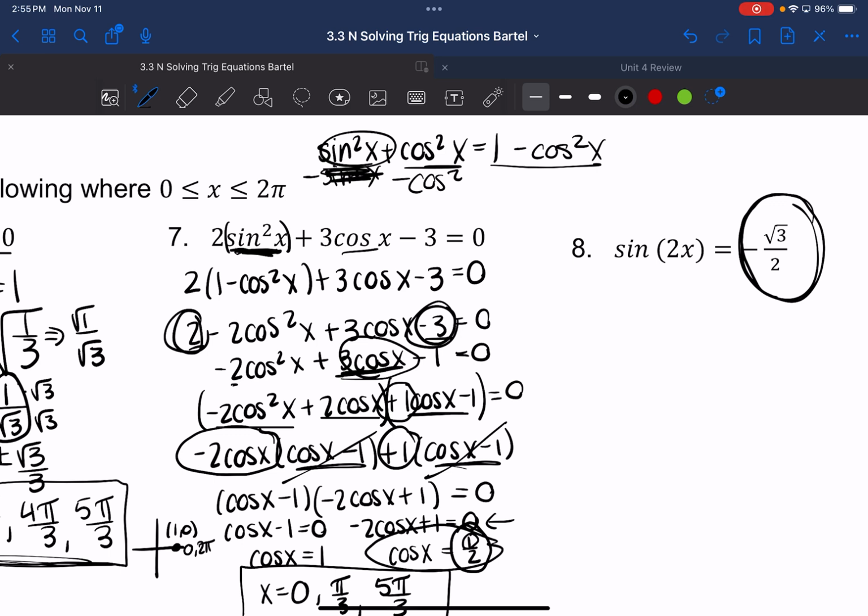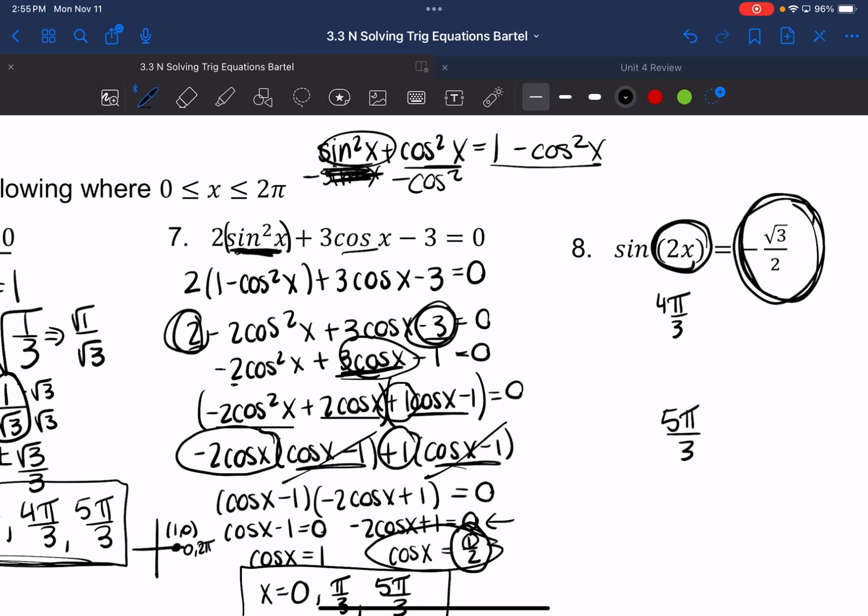Wait, why are you only looking for 3 and 4? Because they said we were looking for where it's negative. Okay, so these are my two possibilities, right? Only catch here is they said 2x, not x, right? Oh, yes. Everybody see that? Where it says 2x, not just sine of x?